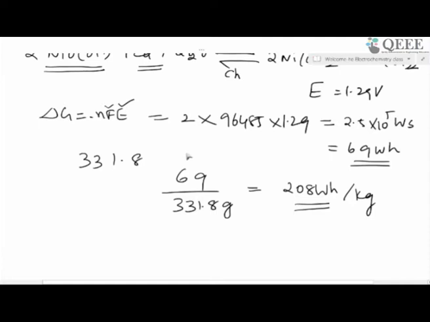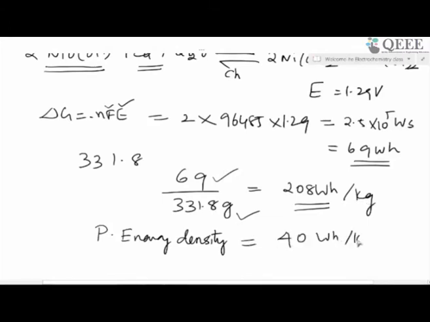That's a theoretical value, because this is the weight of only the active materials, and from there I calculated this value. But practically, the practical energy density, this is called energy density because I normalize it with respect to the weight of the material, right, is about 40 watt hour per kg.